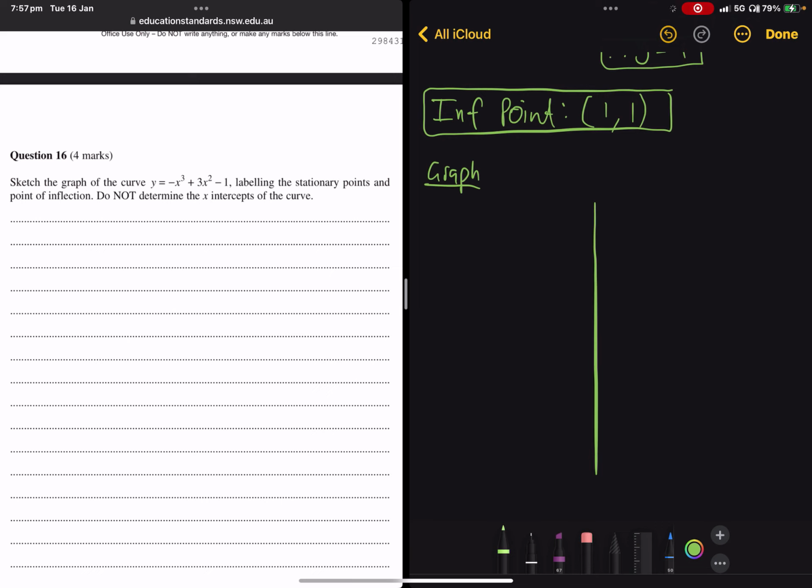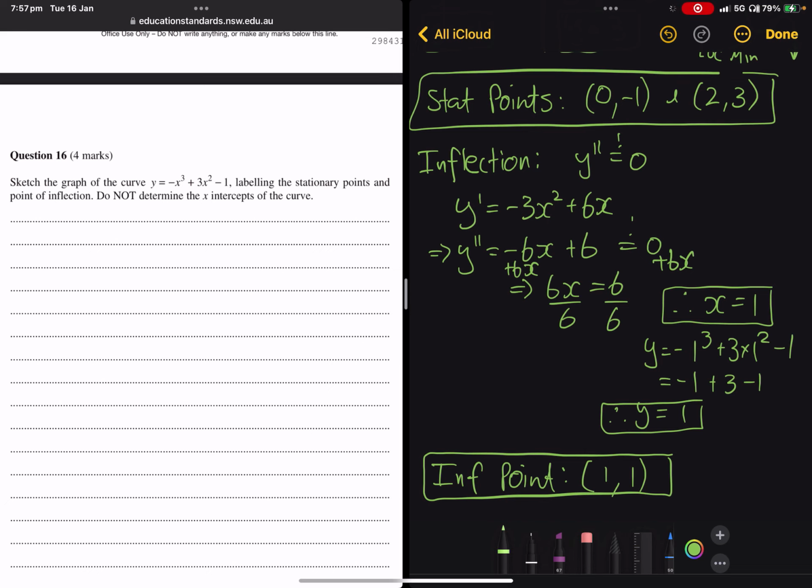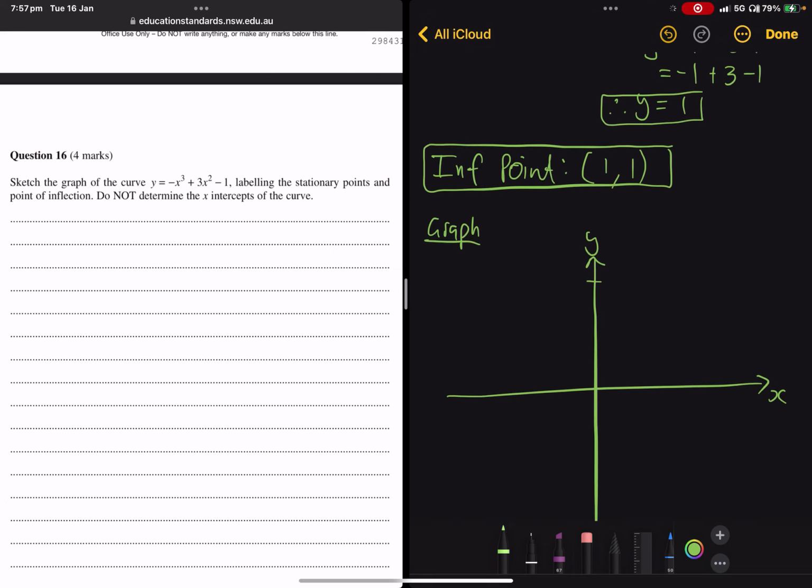So we'll draw a fairly big graph. We'll try and scale it correctly. It's better to scale these correctly if you can. So we have several points here: (0, minus 1), (2, 3), (1, 1). So we might go to 4 on each axis. 1, 2, 3, 4, and minus 1, minus 2, minus 3, minus 4. It's not a bad idea to fill all of these in. It makes your graph look a little bit better.